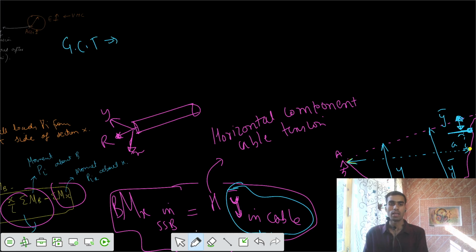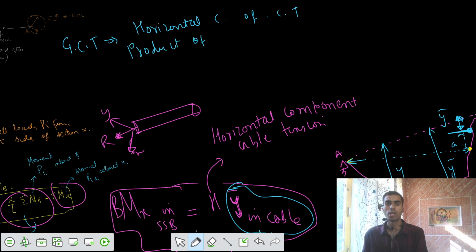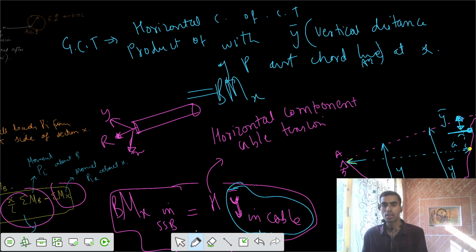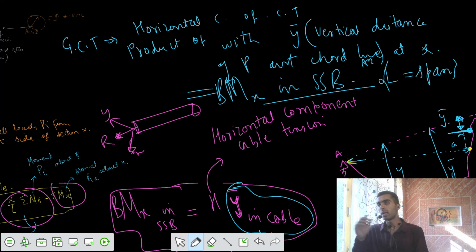General cable theorem says that the product of the horizontal component of cable tension with that y bar, that is the vertical distance of that particular point with respect to the chord line AB at that section x, equals the bending moment at any section x in the simply supported beam having the same span L. That means L should be the same for the simply supported beam and the cable length along the horizontal. This was your general cable theorem.